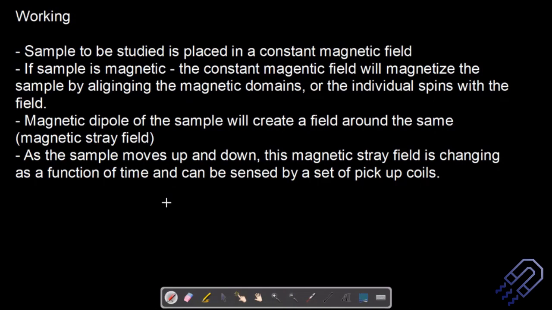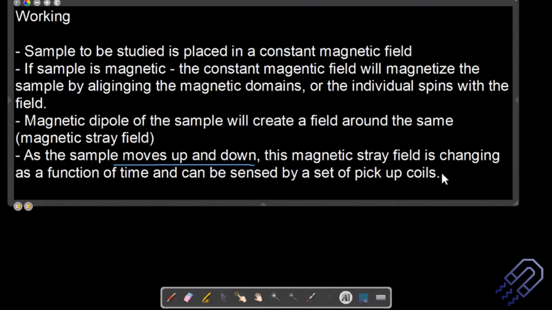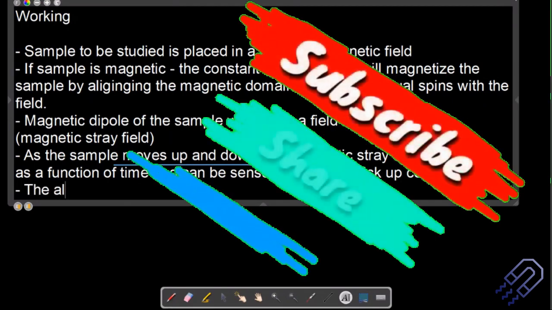And that is why this is very important as the sample moves up and down. As the sample moves up and down, the magnetic field will keep on changing. This magnetic field is basically changing as a function of time. So this change will actually be sensed by a pickup coil. And these pickup coils will basically give you the information about the electric field. And how much that change is will be decided by how much magnetic field the sample actually has. So let me just complete this.